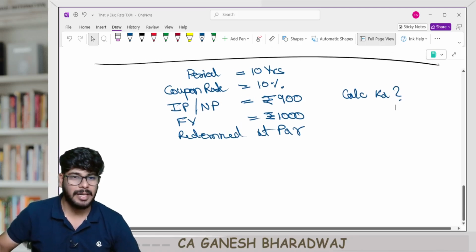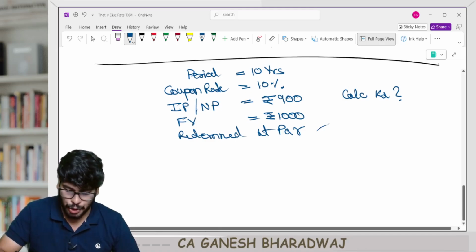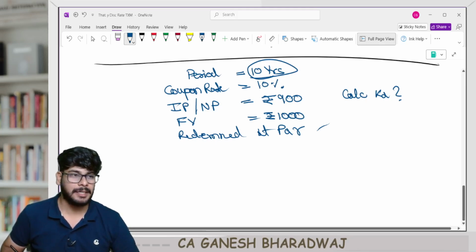first thing, in this case, it is a case of debenture, right? And you have a finite life, means what? It is redeemable at par. Now, I need to calculate the rate of return. Basically, IRR, I need to compute.